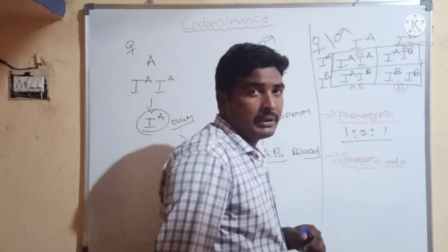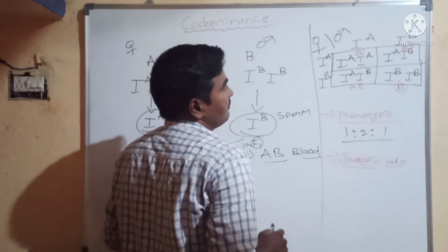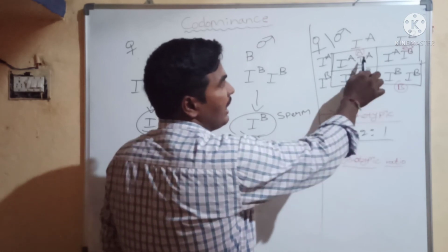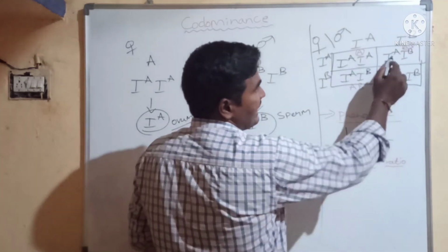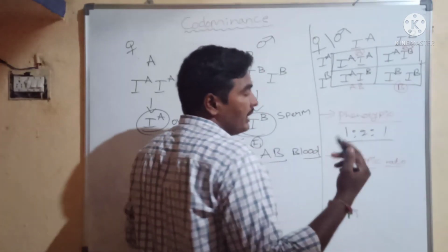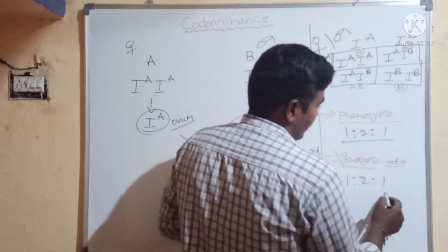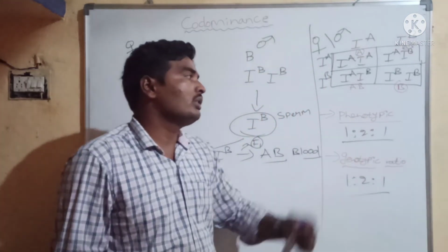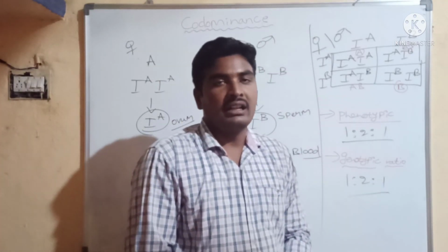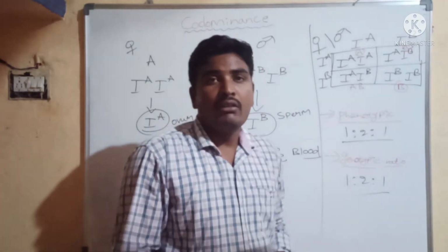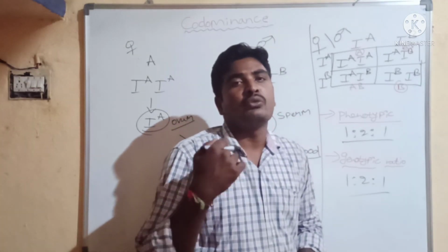What about the genotypic ratio? IA IA, how many? 1. IA IB, how many? 2. IB IB, how many? 1. So both the phenotypic and genotypic ratios are the same under codominance. Codominance has a phenotypic and genotypic ratio of 1:2:1.